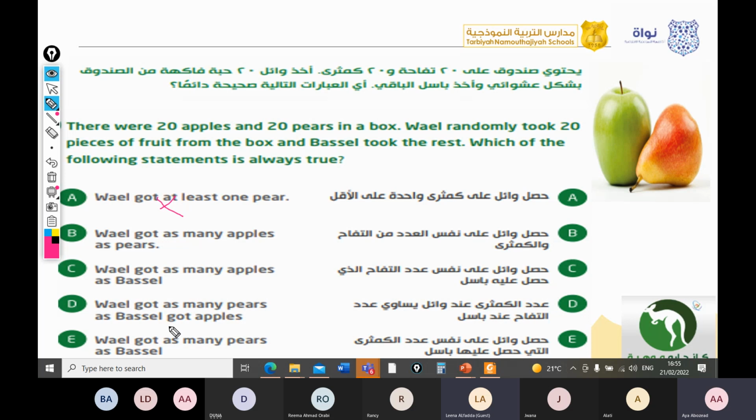Think again, Banan. Think again. Because about C, Wael got as many apples as Basil. Maybe Wael takes more apples. Who knows? He takes 20 randomly. Maybe he takes 20 apples and Basil takes 5 apples. So it's different, so it's not C. Now I eliminate two choices for you. Banan, I now change your answer. Sorry, I cancel your answer.